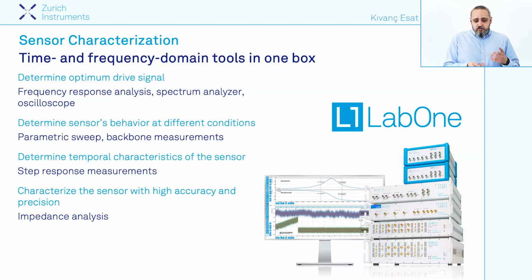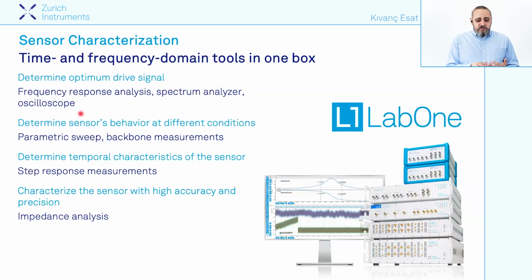The important first step is essentially to determine what's the right drive signal, what's the correct stimuli for the sensor to operate in the right parameter space. So the frequency response analysis is often used to characterize the frequency, so that we essentially determine the frequency that we need to drive the device or the sensor. In addition, spectrum analyzers or scopes, as Jim also mentioned, are quite valuable at this step.